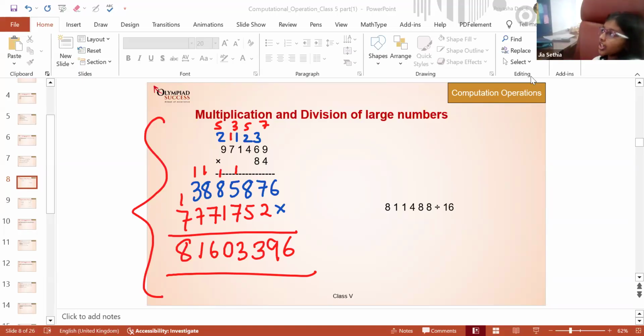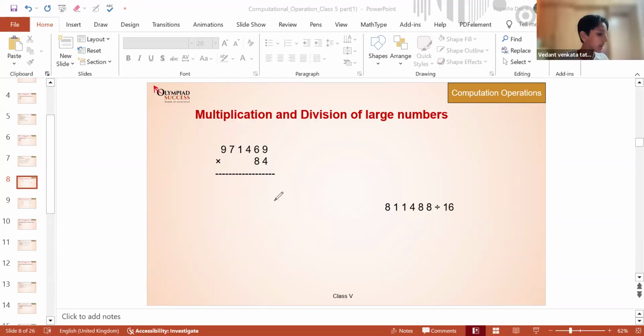My answer did not match, but I understood. Okay. Vedant? Ma'am, I accidentally copied the question wrong. It was 971469 multiplied by 84, but I... Okay, accidentally. Okay. 871469.